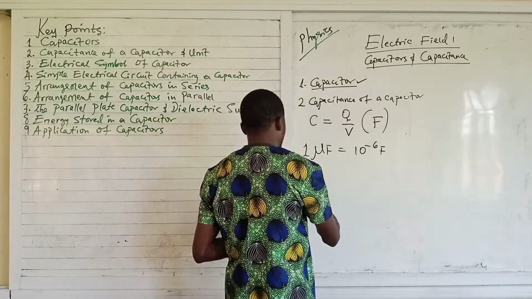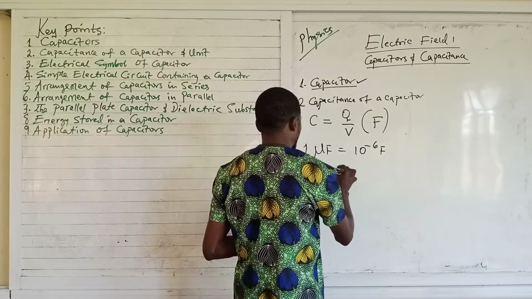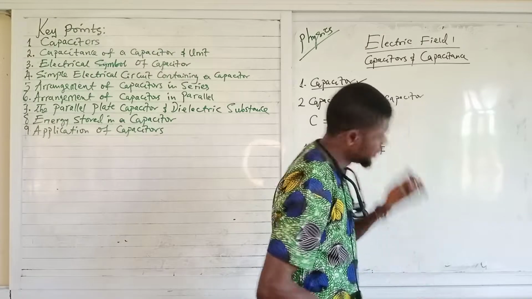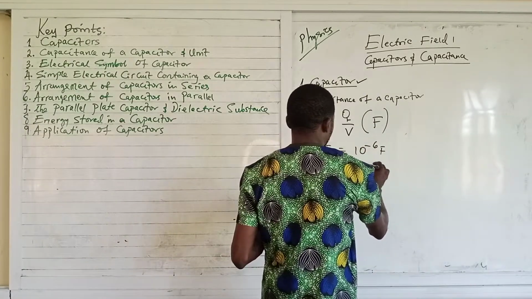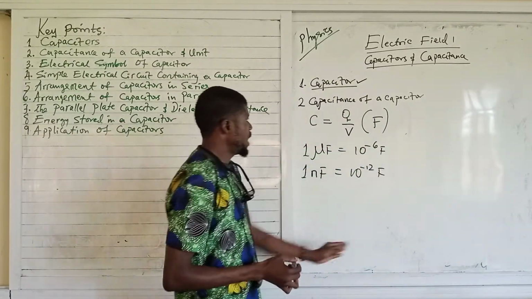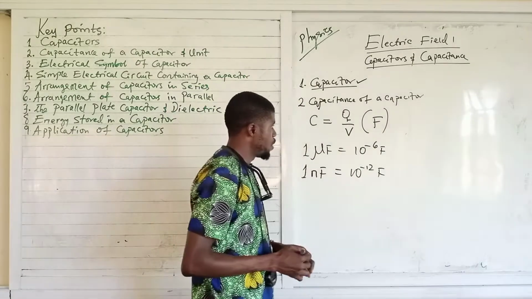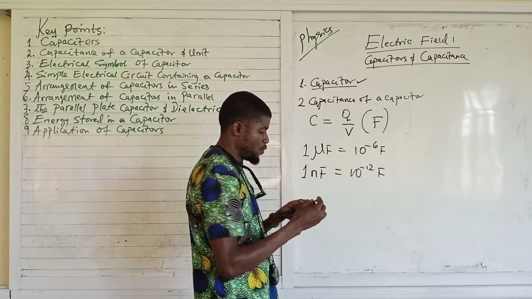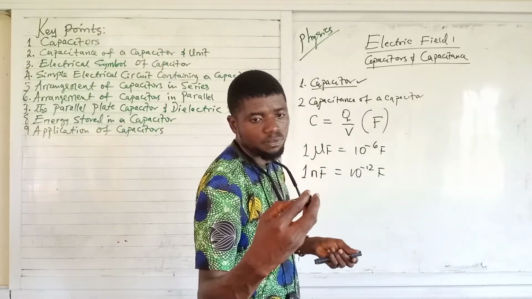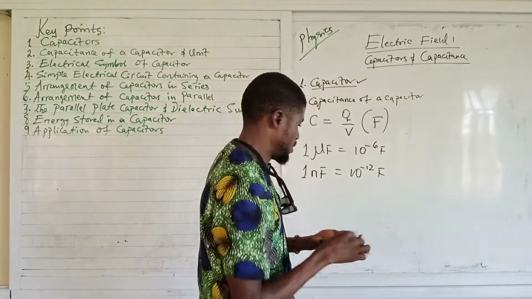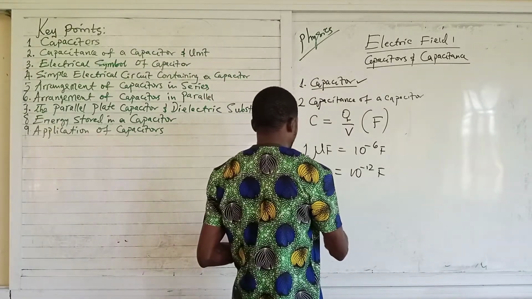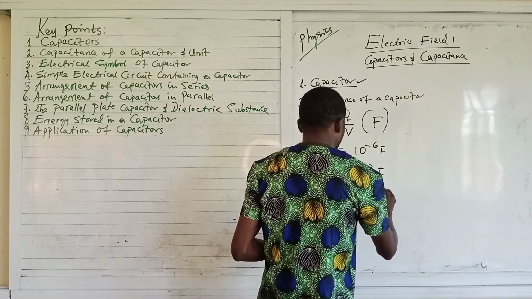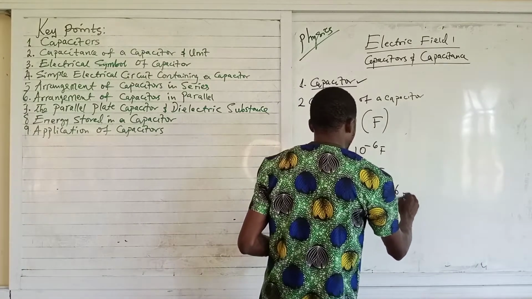How about 1 nanofarad? 1 nanofarad is the same thing as 10 raised to the -12 farad. So these are the submultiples of the unit of the capacitor. For this one here, it was written 47 microfarad. So this 47 microfarad simply means 47 times 10 raised to -6 farad.